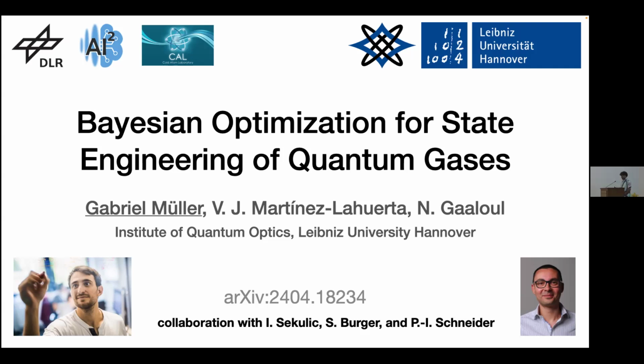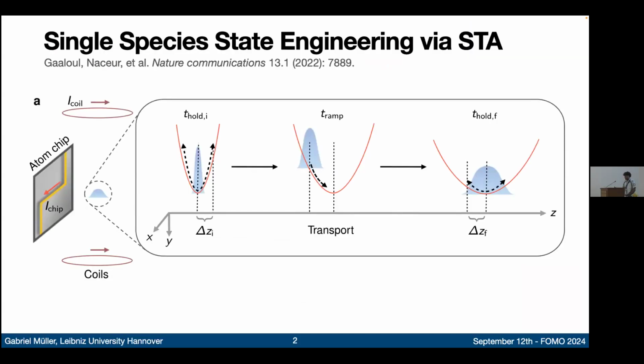So first, I would like to set the stage, what I mean when I talk about state engineering. When I talk about state engineering, we concretely prepare our BEC for atom interferometry. We have this atom chip and a starting trap with the BEC in its ground state, and we want to transport it to another trap where we then want to release it and start the atom interferometry sequence. But we want to have this BEC with a set of specific properties in this final trap.